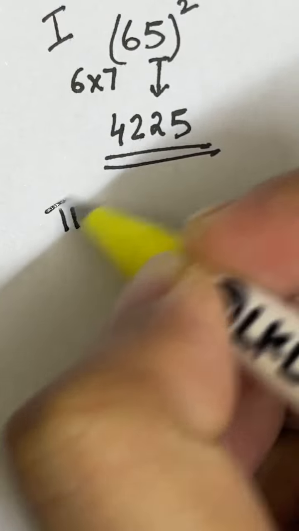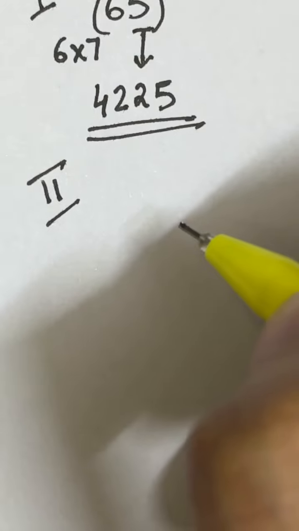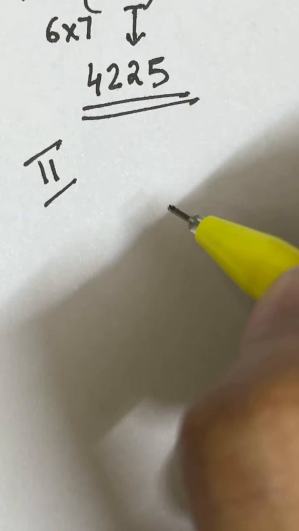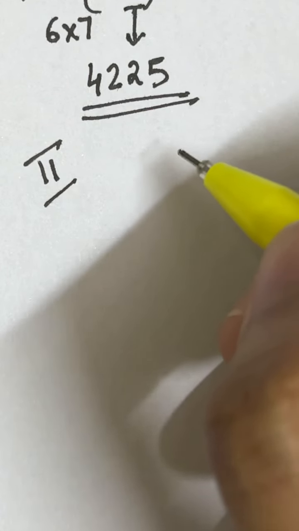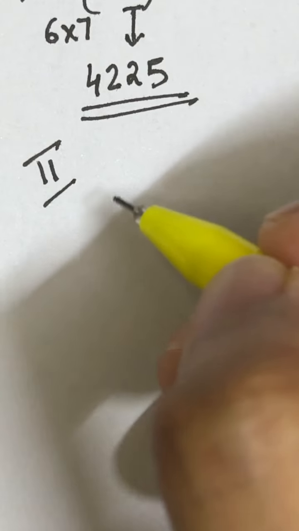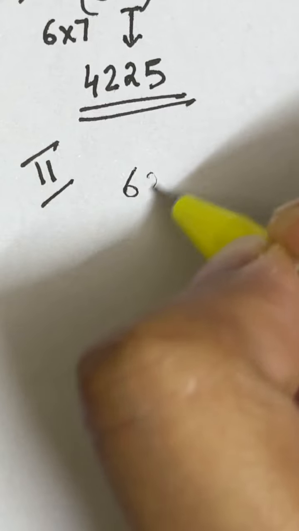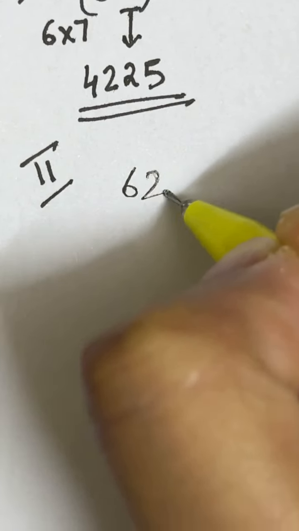Now the second one was, you can take out the square of any number in this. There's no condition like you need to have a number ending in 5. Whatever number you like, you can choose. Suppose we are taking 62 squared, whichever number you like, 83, 45, 49.